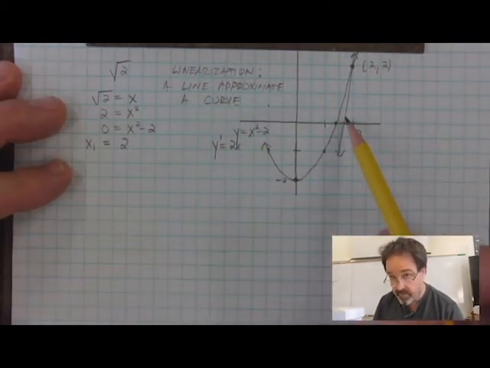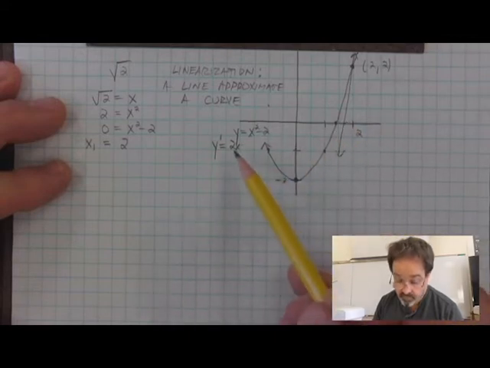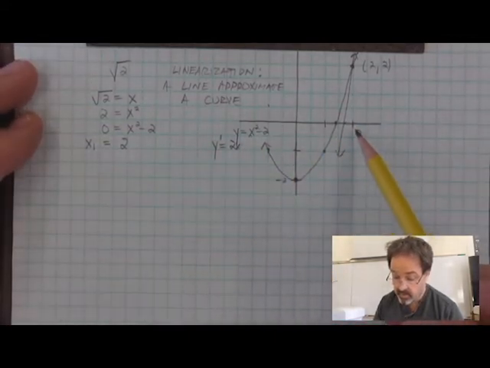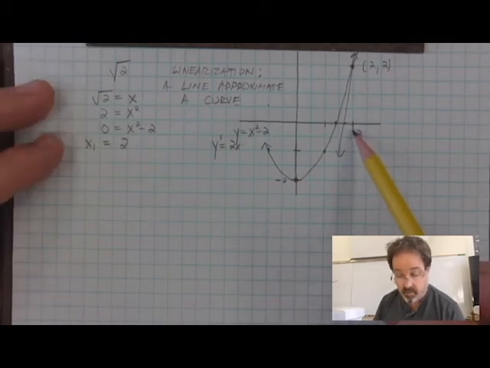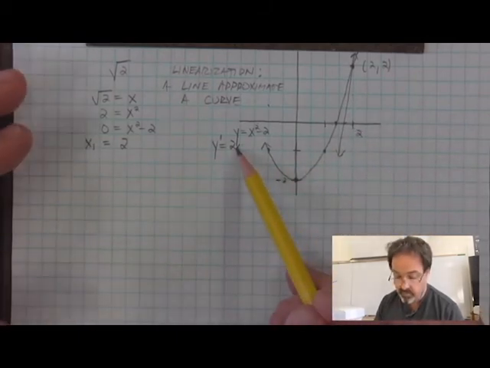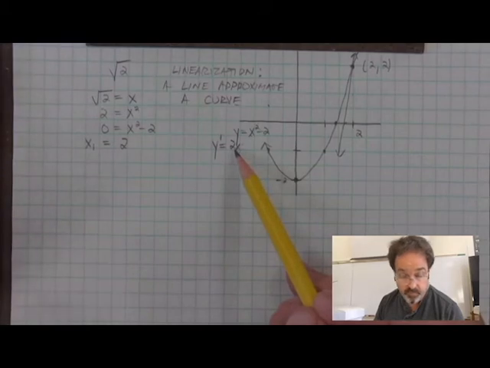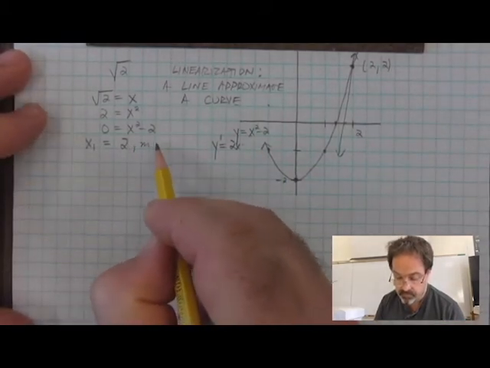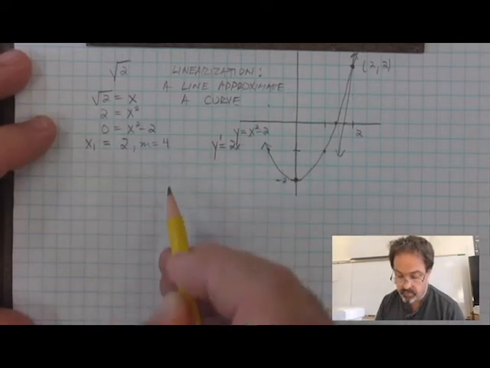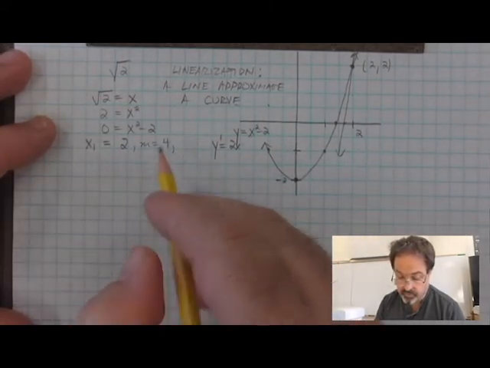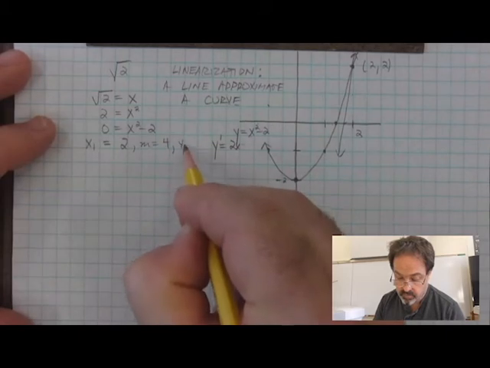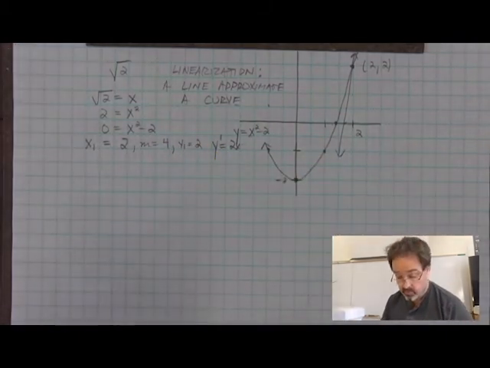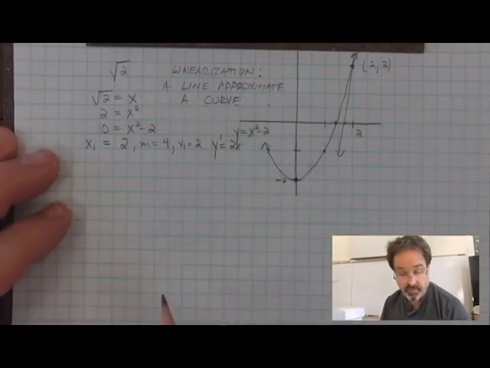The slope of the tangent line is the derivative of the parabola evaluated at my initial crude estimate. If I put 2 into the derivative, I get a value of 4. The slope of the tangent line is 4. And the value of the function at 2 is 2. This is enough information to now get the equation of that tangent line.